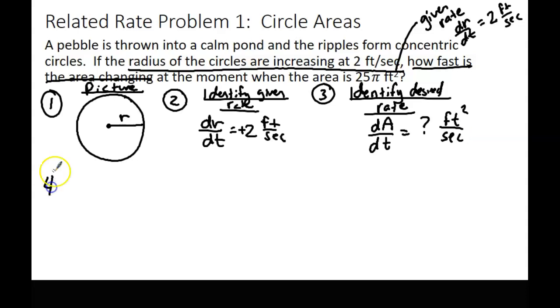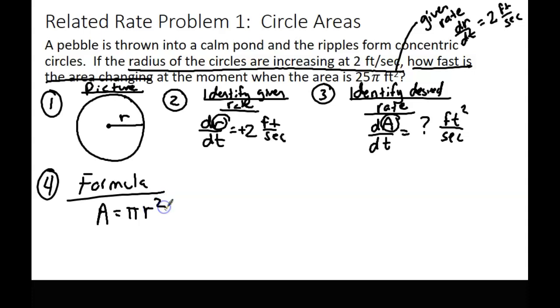What you want to find is a formula that connects these two variables, r and a. Look at your formula list that I gave you. What formula connects the area with the radius? The circle area, which is what? A equals pi r squared. Got to have both variables in there, but yes, A equals pi r squared. This is all just setup stuff.